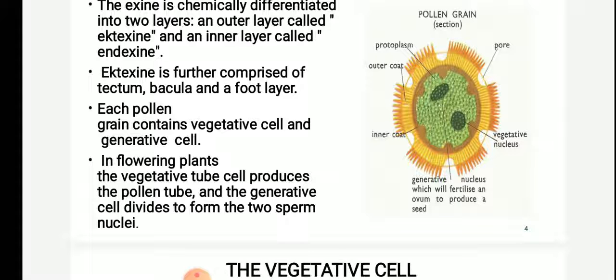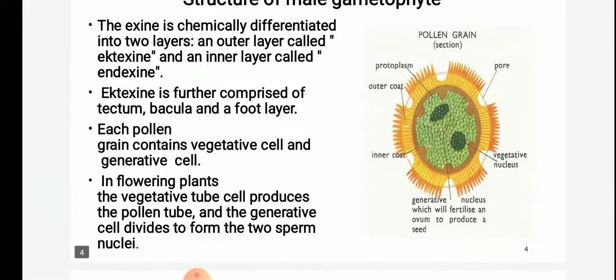They are uninucleate, haploid, unicellular, and oval in shape. They are made up of two wall layers, outer exine and inner intine. Exine is made up of sporopollenin. Intine is made up of pectocellulosic nature, and the exine is further divided into outer extexine and inner endexine. Outer extexine is further divided into tectum, bacula, and foot layer, and inside the pollen grain, the cytoplasm will be there.